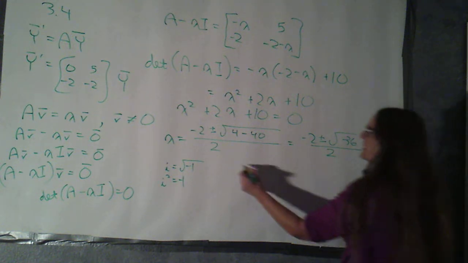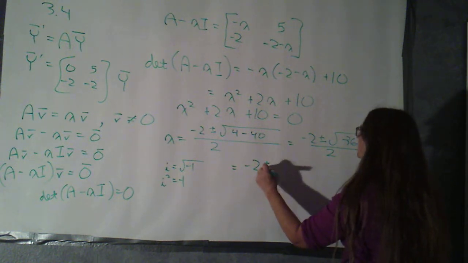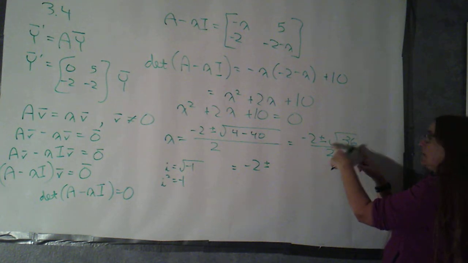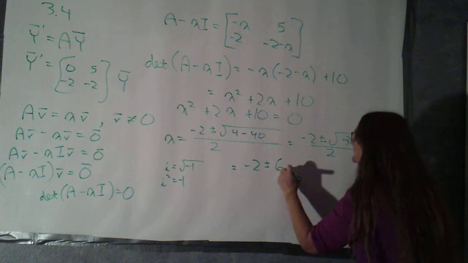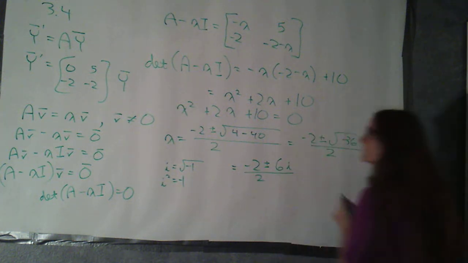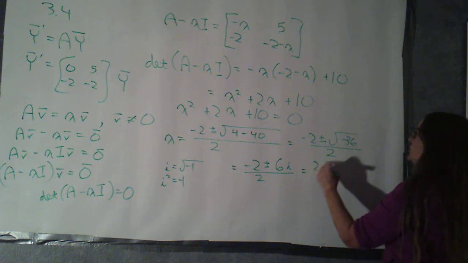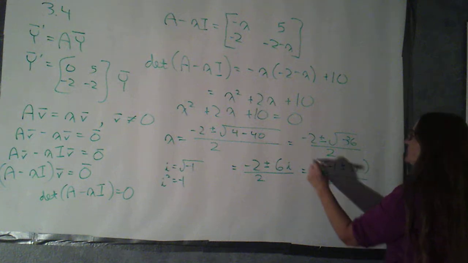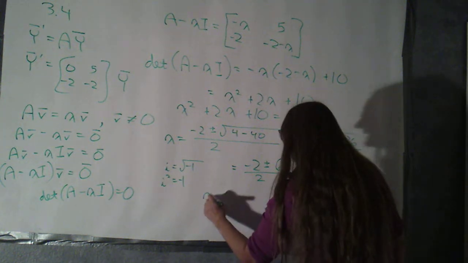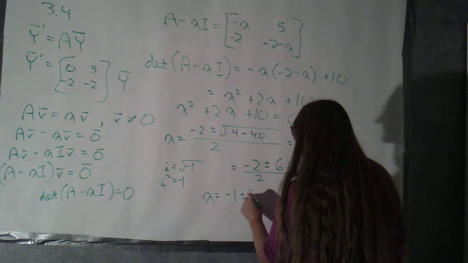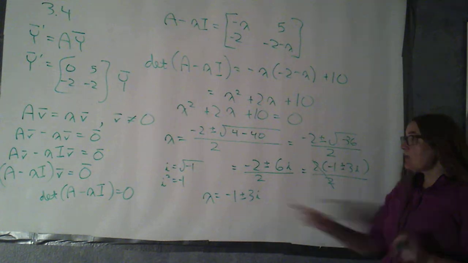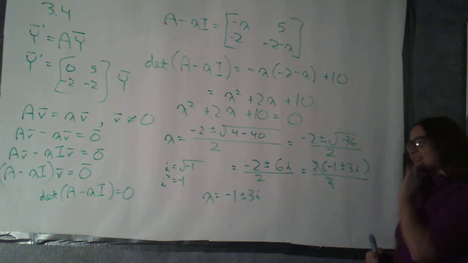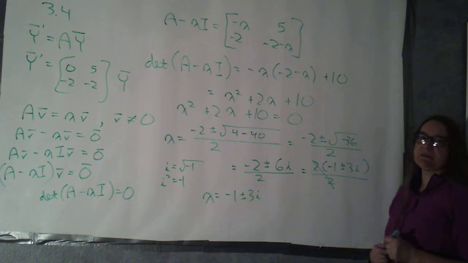Okay. So with that, I can rewrite this. I can say this is negative 2 plus or minus... The fact that it's negative means it's going to be a multiple of i, but then I just take root 36, so I get 6i all over 2. I can factor out a 2, so I get 2 times negative 1 plus or minus 3i all over 2. Cancel those 2's. My lambdas are negative 1 plus or minus 3i. So if I allow myself to work in the complex numbers, I get some eigenvalues. And that's what I want, because that's going to help me to build some solutions.